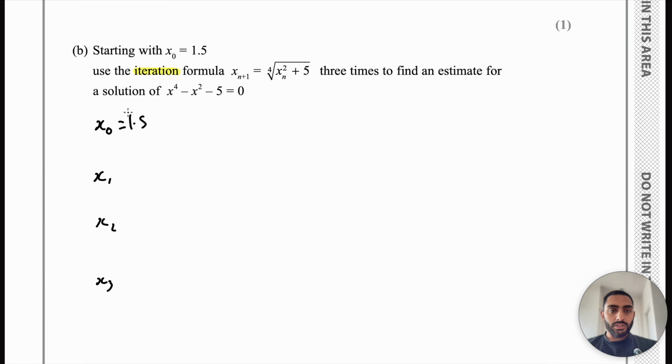For the first value, we're going to substitute 1.5 into here and see what we get. And then we'll substitute that value into the next one. So we're swapping this x with 1.5 squared plus 5.